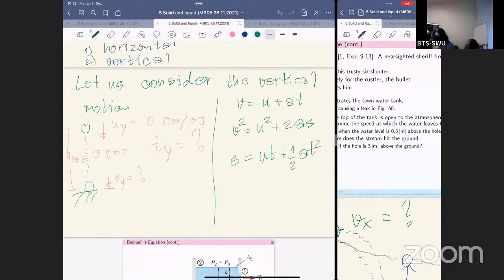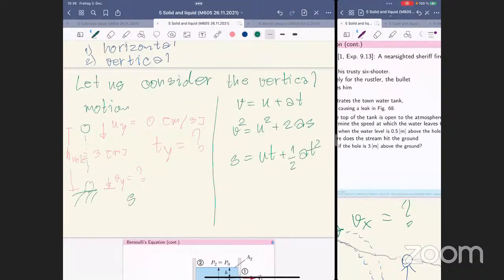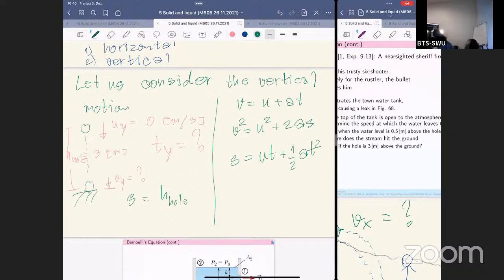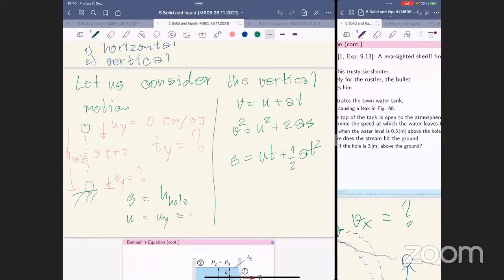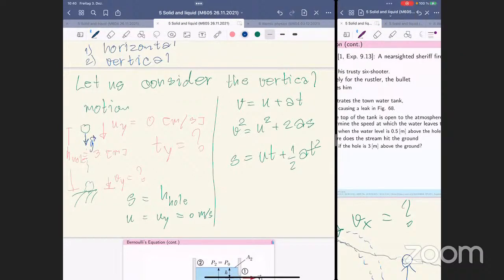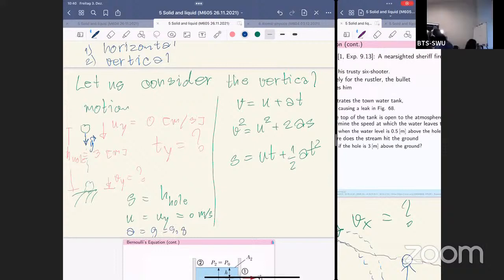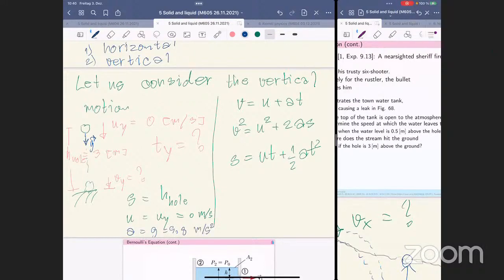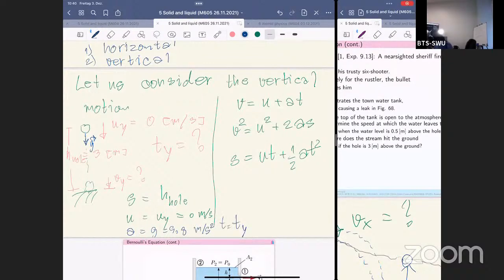And what you know is s, which is h hole, the height of the hole caused by the bullet. The next one is the initial speed, u, which is uy, 0 meter per second. And of course, we know the acceleration caused by the Earth, which is g, the vector g, the gravitational acceleration on our planet. We know a, which is g, actually 9.8 meter per second squared, and we want to find ty.